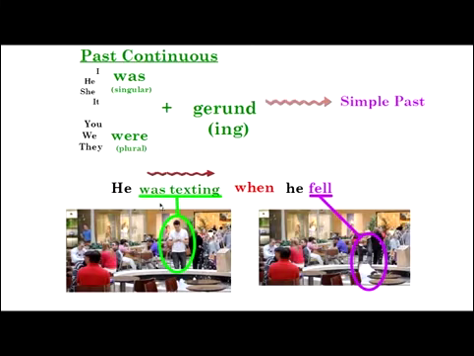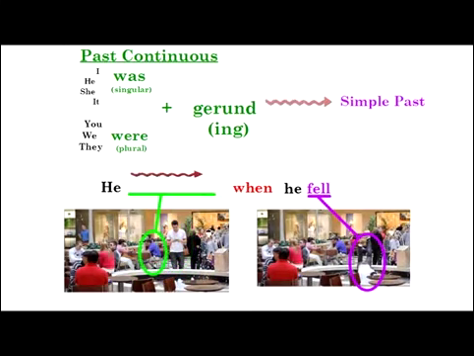Now I could use another form and maybe say a negative sentence, and I could say he wasn't paying attention when he fell, right? And notice this is my first action. It's the past continuous. So this was happening when he fell. And he fell is the second action that happened. Good. Let's look at the other people and what they were doing when he fell.